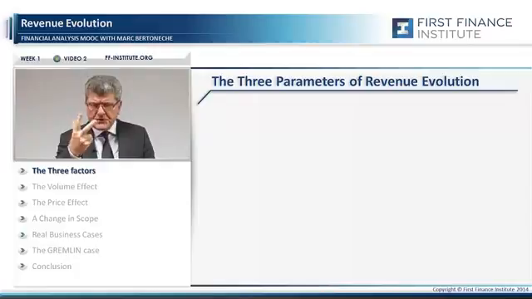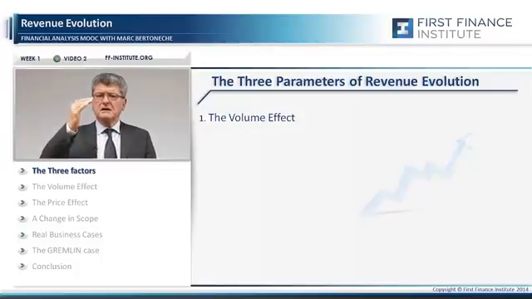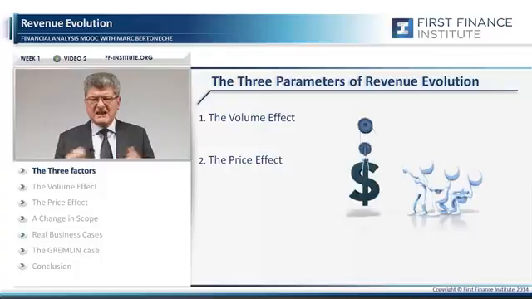There are 3 main effects. A volume effect. I sell more and more products, I deliver more and more services at a stable price. Second, a price effect. I sell the same number of products or deliver the same volume of services, but I'm able to increase my prices to the customers.